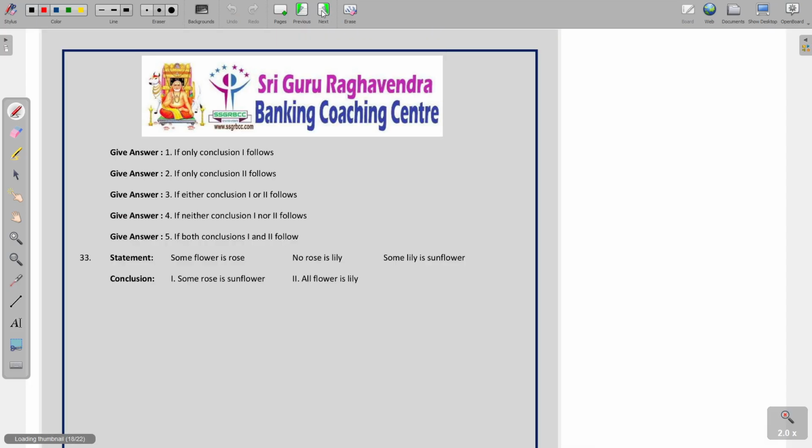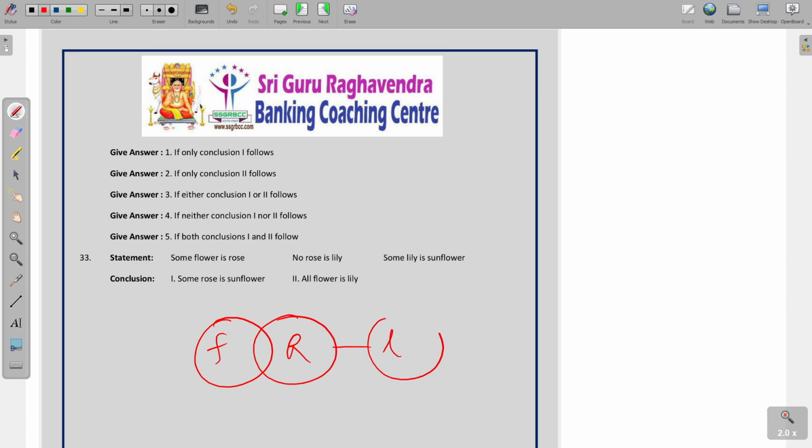And next statement: some flowers are roses, no rose is lily, and some lilies are sunflowers. Some rose is sunflower: rose here and sunflower here, there is no definite relation between both. All flowers are lilies: flower here and lily here, it is also not correct. Option 4 is the answer, neither 1 nor 2 follows.